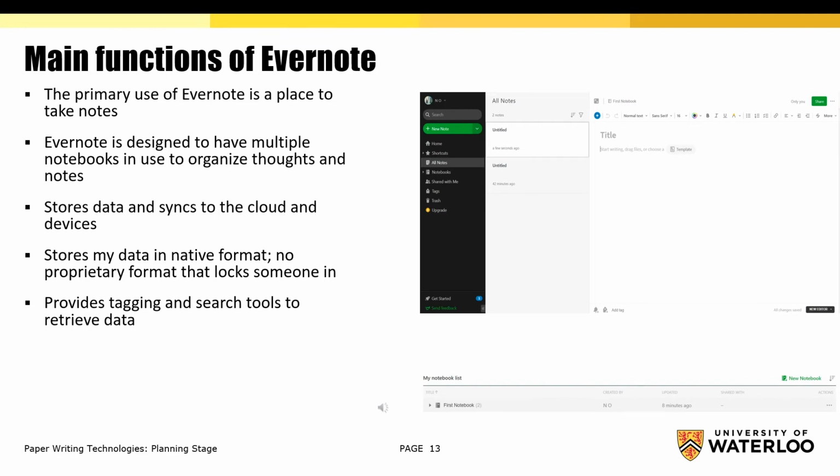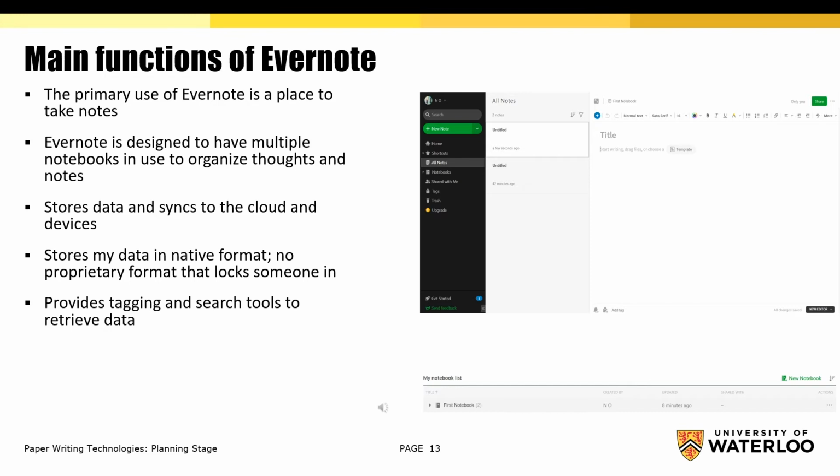Main functions of Evernote. The primary use of Evernote is a place to take notes, and it comes with a word processor in order to facilitate that process, as well as different sections, like the scratchboard and notes. Notes are created and stored in notebooks. The picture on the right shows the early stages of a note, having already been organized into a notebook.